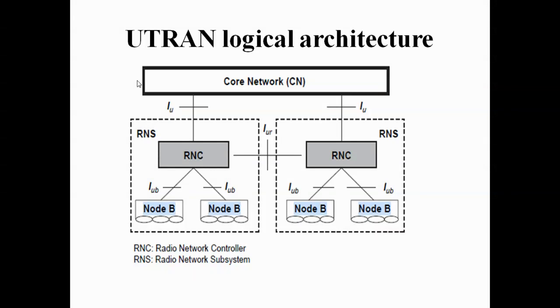The general logical architecture of UTRAN consists of a set of radio network subsystems. Each radio network subsystem consists of two main logical elements: Node B and the radio network controller. The connection between the core network and RNC is denoted as IU, the connection between RNC and Node B is denoted as IUB, and the connection between RNC and RNC is denoted as IUR.